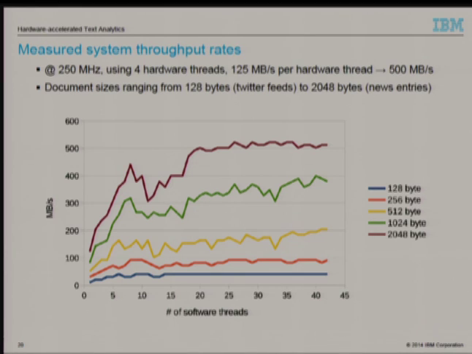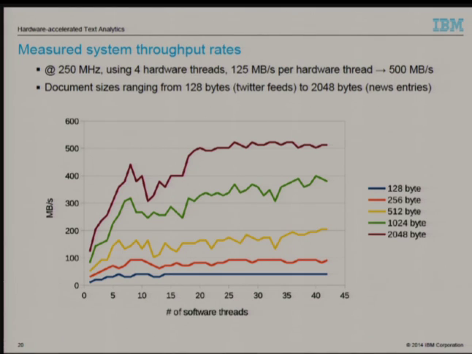So now when exercising the system using the FPGA, we had the FPGA configured to have 4 operator graph pipelines, each running at 250 megahertz, but each of these pipelines was able to have a throughput of 125 megabytes per second, so we have a total of 500 megabytes per second throughput in there.